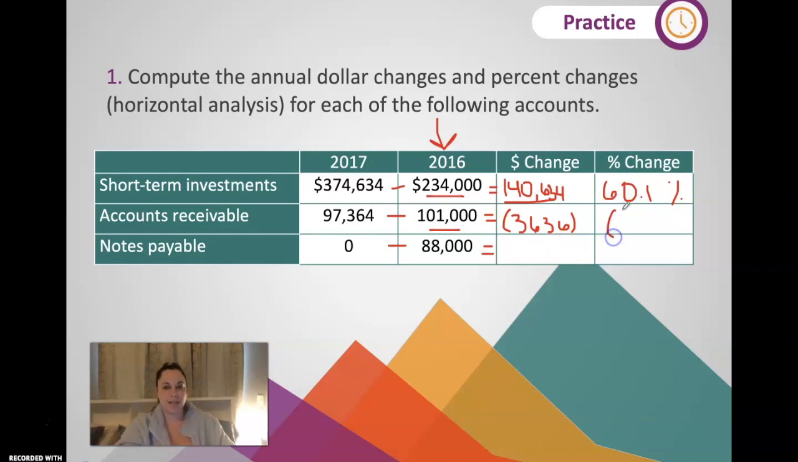We got negative 3.6%. Okay. And once again, if it's negative, make sure you indicate that it's negative because this is for other people to look at. And if it's decreased from year to year, you want to let them know it's decreased and not increased. So you do have to be specific with that. Notes payable, 0 minus 88,000 is negative 88,000. So negative 88,000.